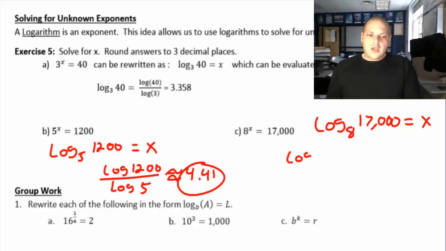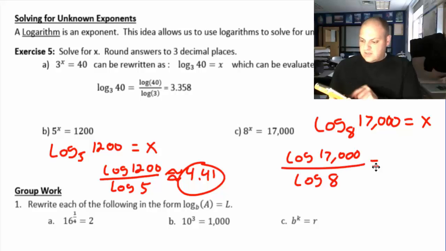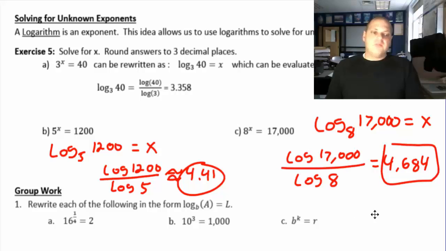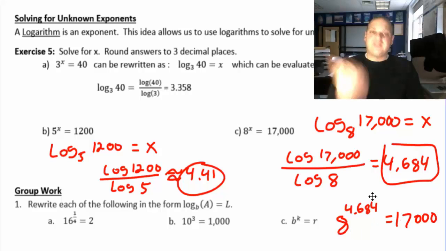All right, so I'm going to go log 17,000 divided by log 8. And that's just going to be log 17,000 divided by log, oops, I hit ln. Log 8. And it's 4.684. All right, so basically what that means is 8 to the 4.684 power is going to give me 17,000. 8 to the 4.6 is going to give me about 17,000.